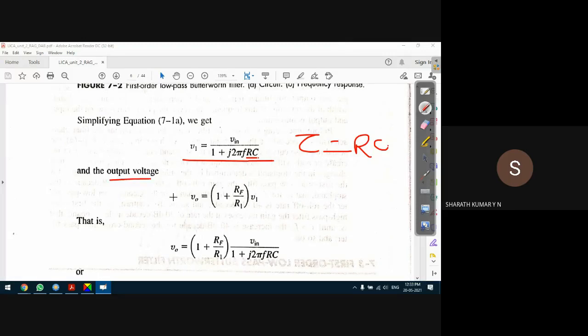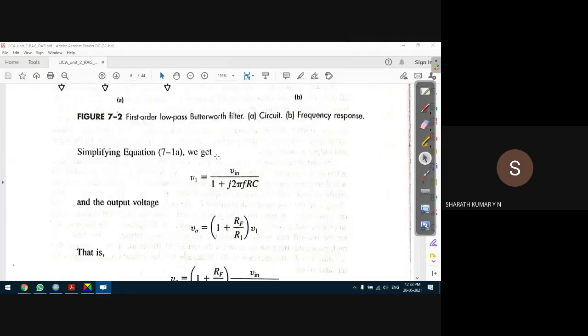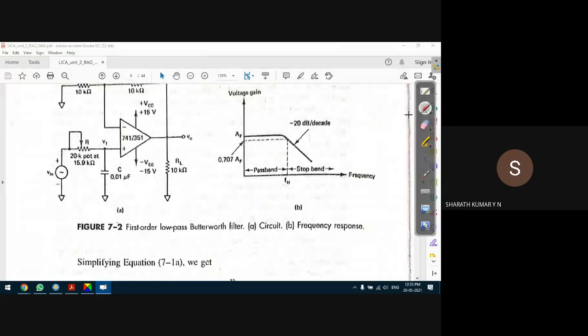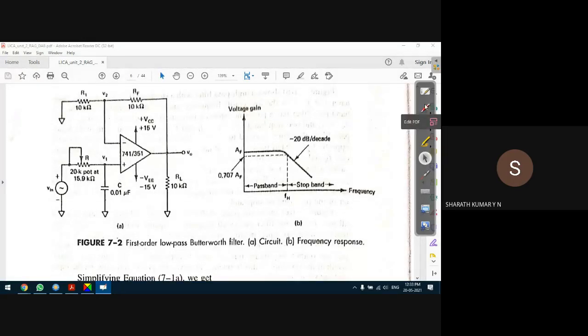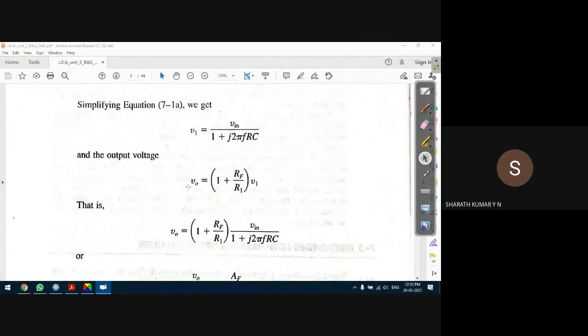Output voltage for this circuit: it's a non-inverting amplifier. The gain is 1 plus RF divided by R1, times the input voltage. The input voltage is V1, not Vin. So accordingly, we can write the output voltage as V0 is equal to 1 plus RF by R1 times V1, the voltage applied to the non-inverting input terminal.